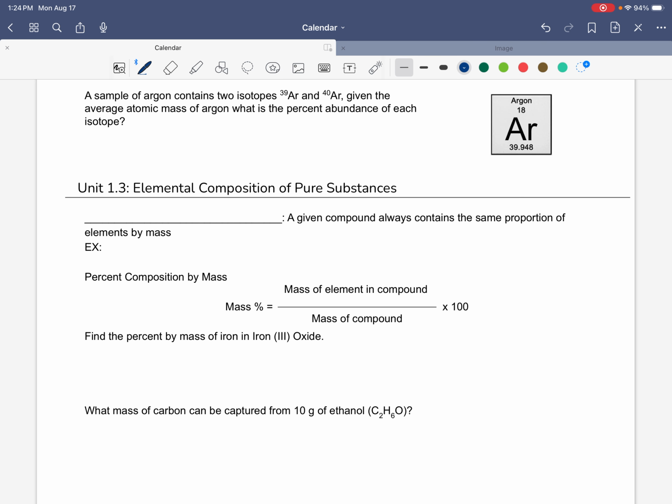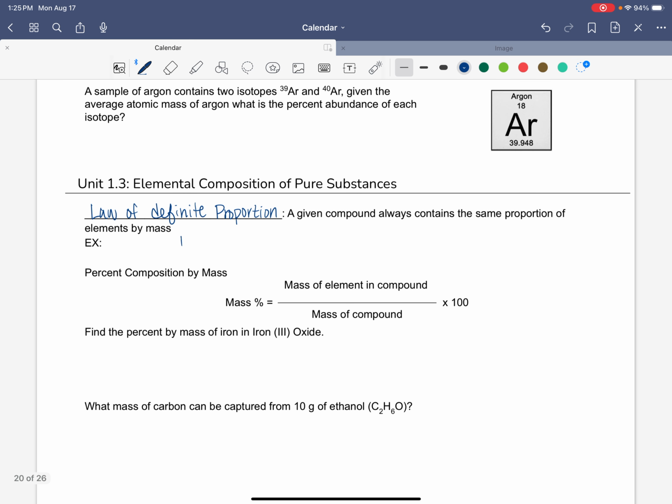So the law of definite proportions just tells us that a given compound always contains the same proportion of elements by mass. So if I were to look at a compound, for example, like water, it will always have a mass ratio of 2 to 1 in terms of hydrogen and oxygen.